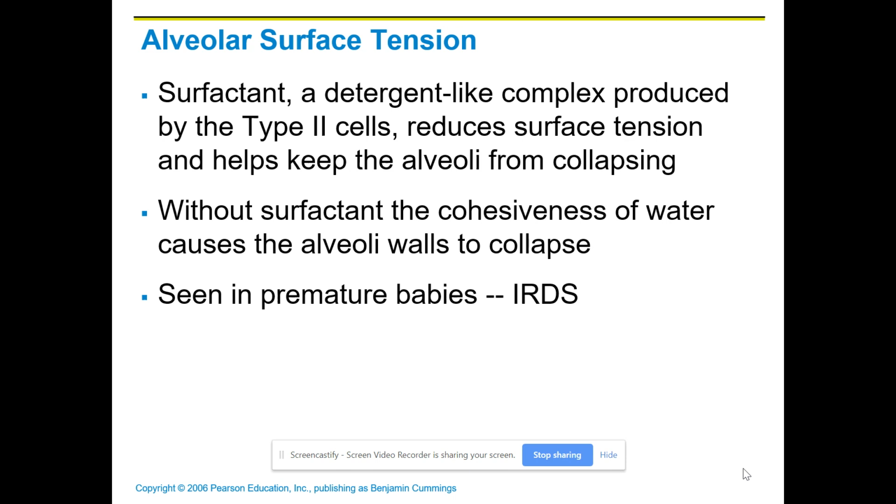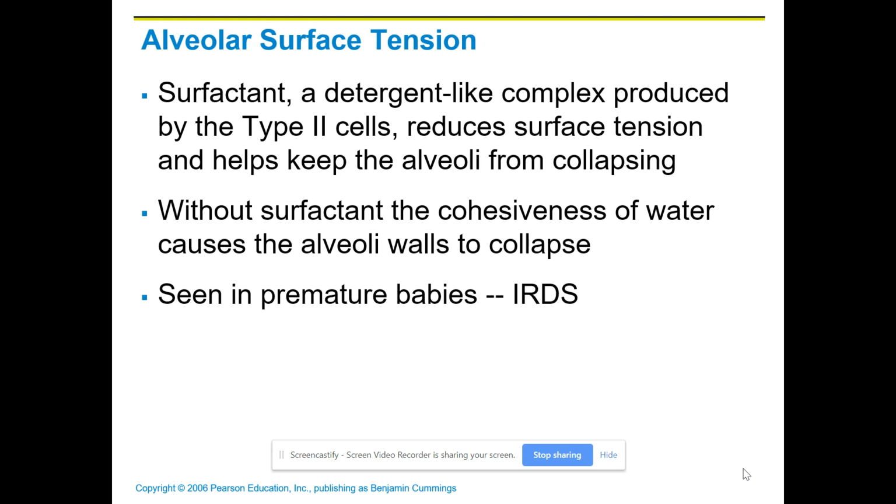We don't make surfactant in utero because our lungs are not full of air. However, near the end of pregnancy, usually about the 7th month, we begin to make surfactant. If a baby's born before that time, there is no surfactant.